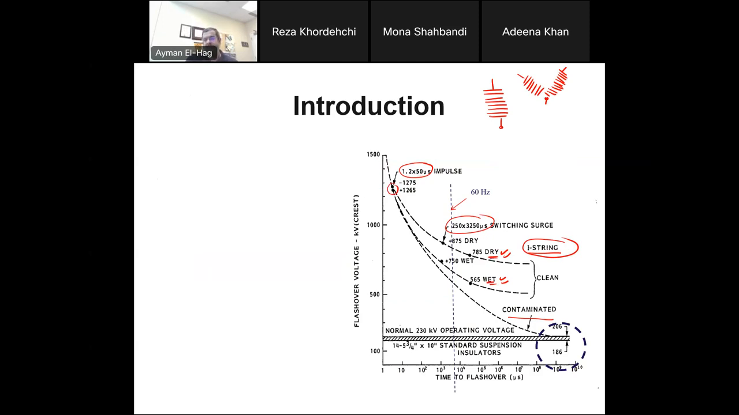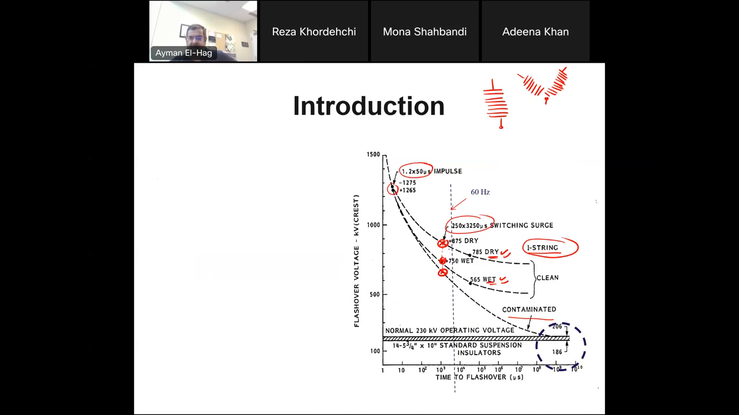difference between them. Now, when you go here for switching impulse, you start to see the difference. As you can see here, for the switching impulses, the dry flashover happens at a much higher voltage than the wet, which is a higher voltage than the contaminant. You can see here three distinct values as we increase the duration of the impulse. Okay, so whenever the impulse testing is lightning, there is a very short period of time of the application. The impact of the surface condition is not really important, but once you start to go for switching, then this is really very, very important.